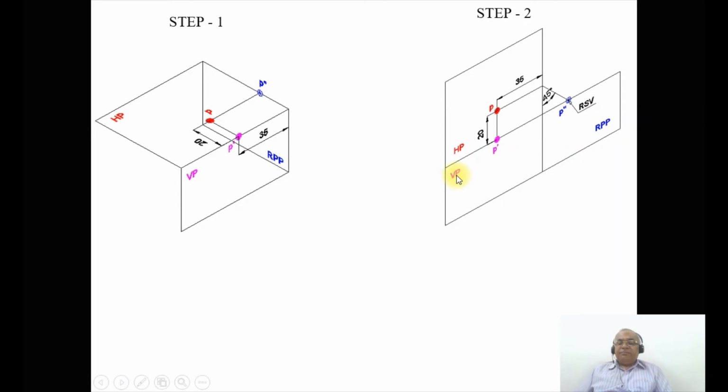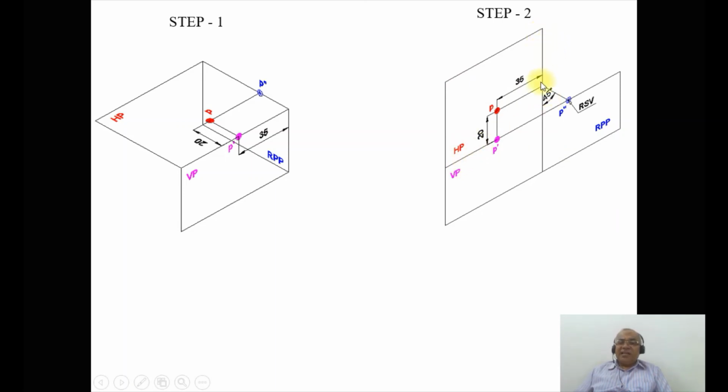So correspondingly, the image is also being rotated. That means VP will be below the XY line and HP will be above the XY line, and RPP is always adjacent to the vertical plane. And as we know, the distance with respect to the profile plane, that is behind RPP, is seen in VP as well as in HP.